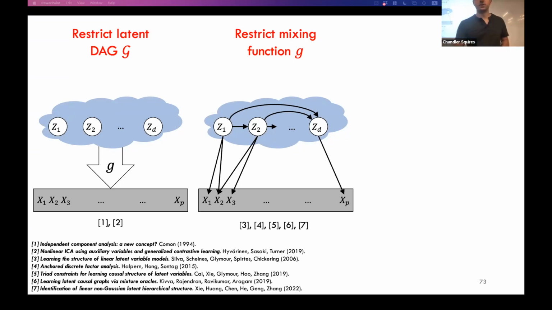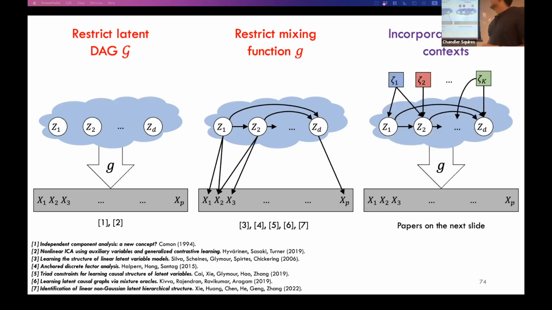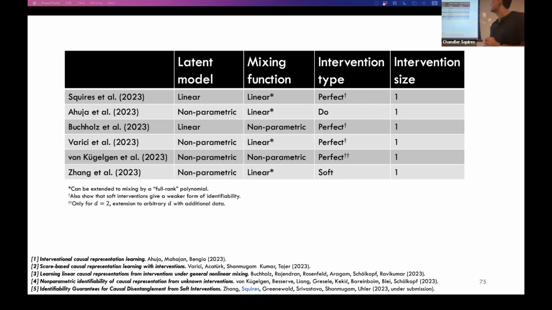Then one of the approaches that we could take is to instead expand the set of data that we're going to have access to. So we're going to incorporate data from multiple contexts. In particular, we're studying interventions. All these papers are from 2023. Some of them are still under submission. Our paper that I'll talk about is this top one, but this is to try to give you a lay of the land.